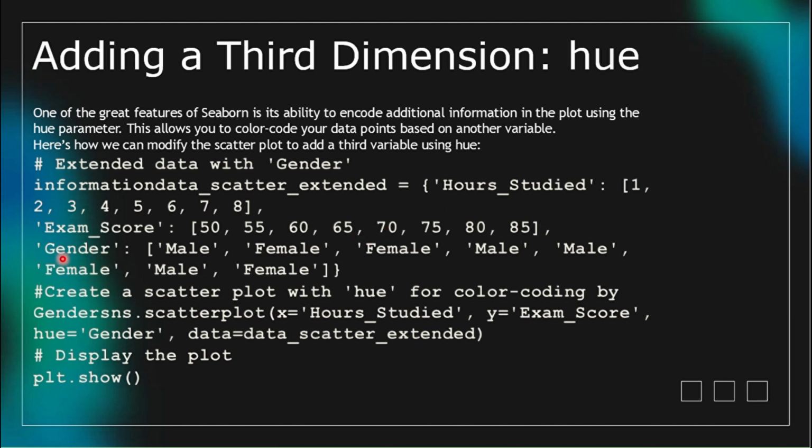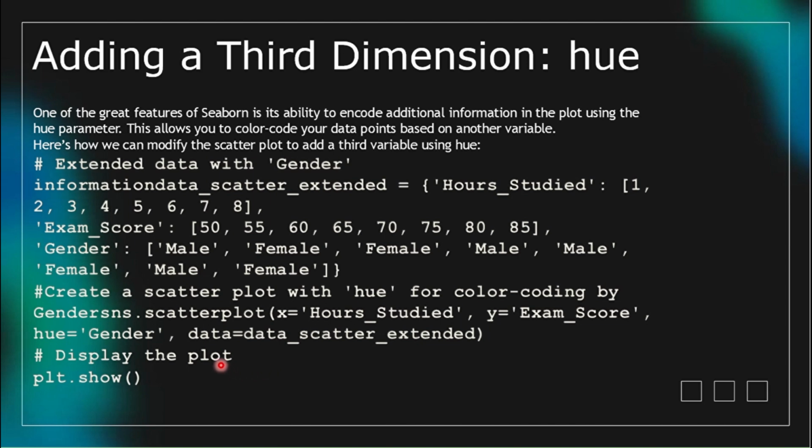We can see in this example we added a third variable, gender, to our dataset, which categorizes each student as either male or female. By using the hue parameter in the scatter plot function, we assign a different color to each gender. This allows us to visually differentiate between male and female students in the plot.